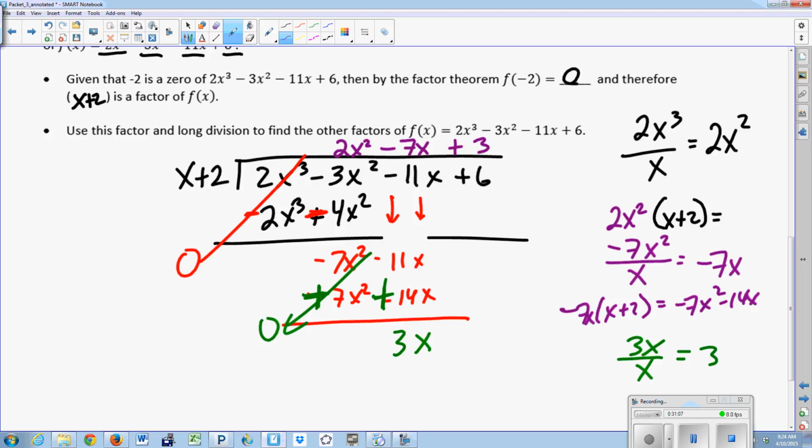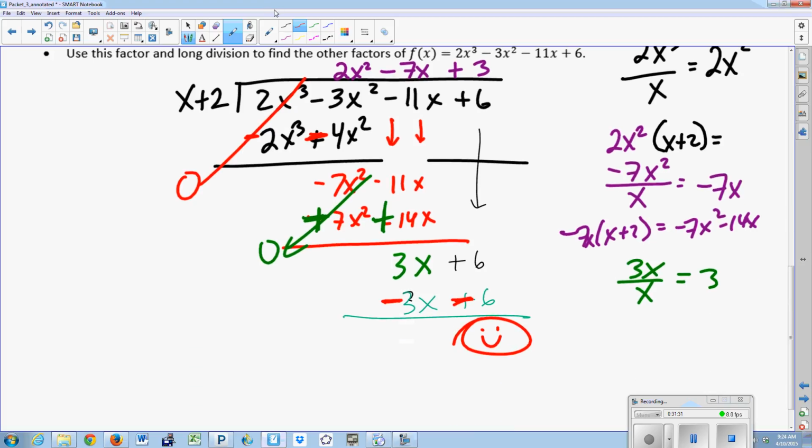And now I multiply 3 times x plus 2. Oops, I got to bring down this plus 6 first before I get going here. Okay. Now I multiply 3 times x plus 2, and I get 3x plus 6. And I say hallelujah, because when I put a subtraction there and a subtraction there, I get a nice big smiley face for my 0. And I'm almost done factoring that.